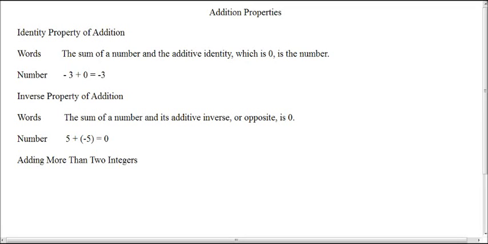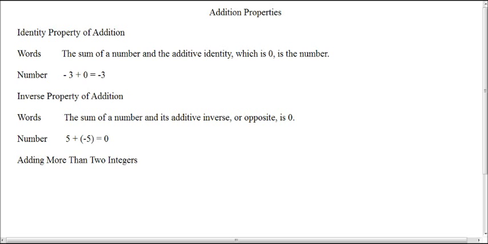Key properties that you might want to put in your notebooks when we are dealing with adding integers. The first one we want to talk about is the identity property of addition. The sum of a number and its additive identity, and the additive identity is always 0, is the number. So if I take 3 plus 0, I'm always going to get 3. If I take a negative 3 plus 0, I'm always going to get a negative 3. So anytime you add the additive identity, which is 0, to a number, you always get that particular number.